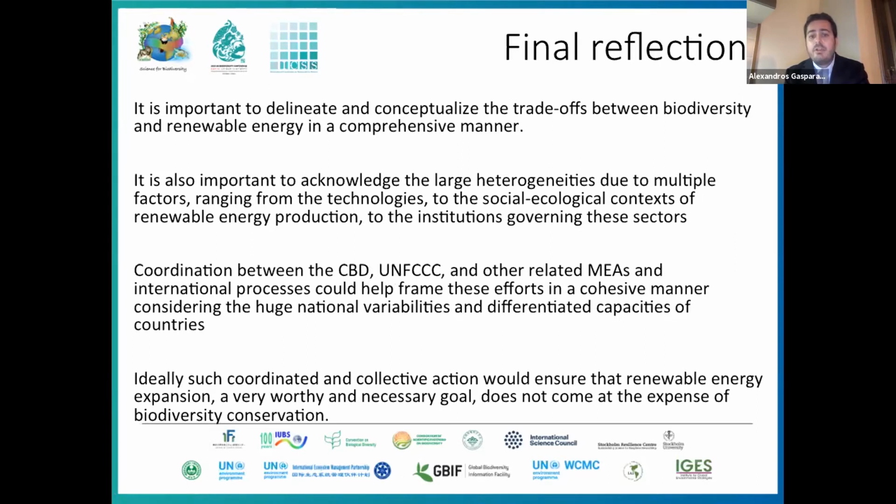And ideally, such coordinated and collective action could ensure that renewable energy expansion, which is a very worthy and necessary goal, does not come at the expense of biodiversity conservation, which is another very important and worthy environmental goal.